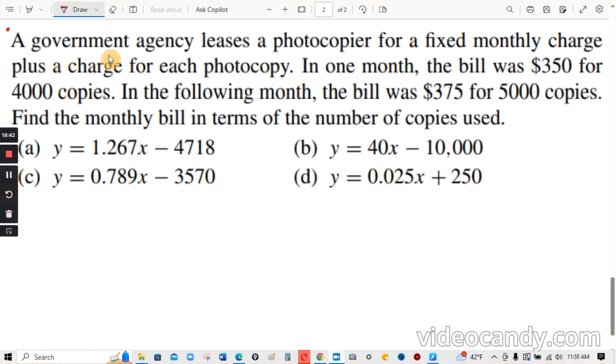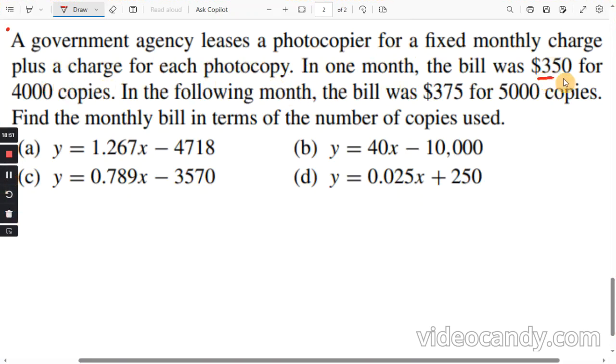Last one, a government agency leases a photocopier for a fixed monthly charge, plus a charge for each copy. In 1 month, the bill was $350 for 4,000 copies. The following month, it was $375 for 5,000 copies. Find the monthly bill in terms of number of copies.